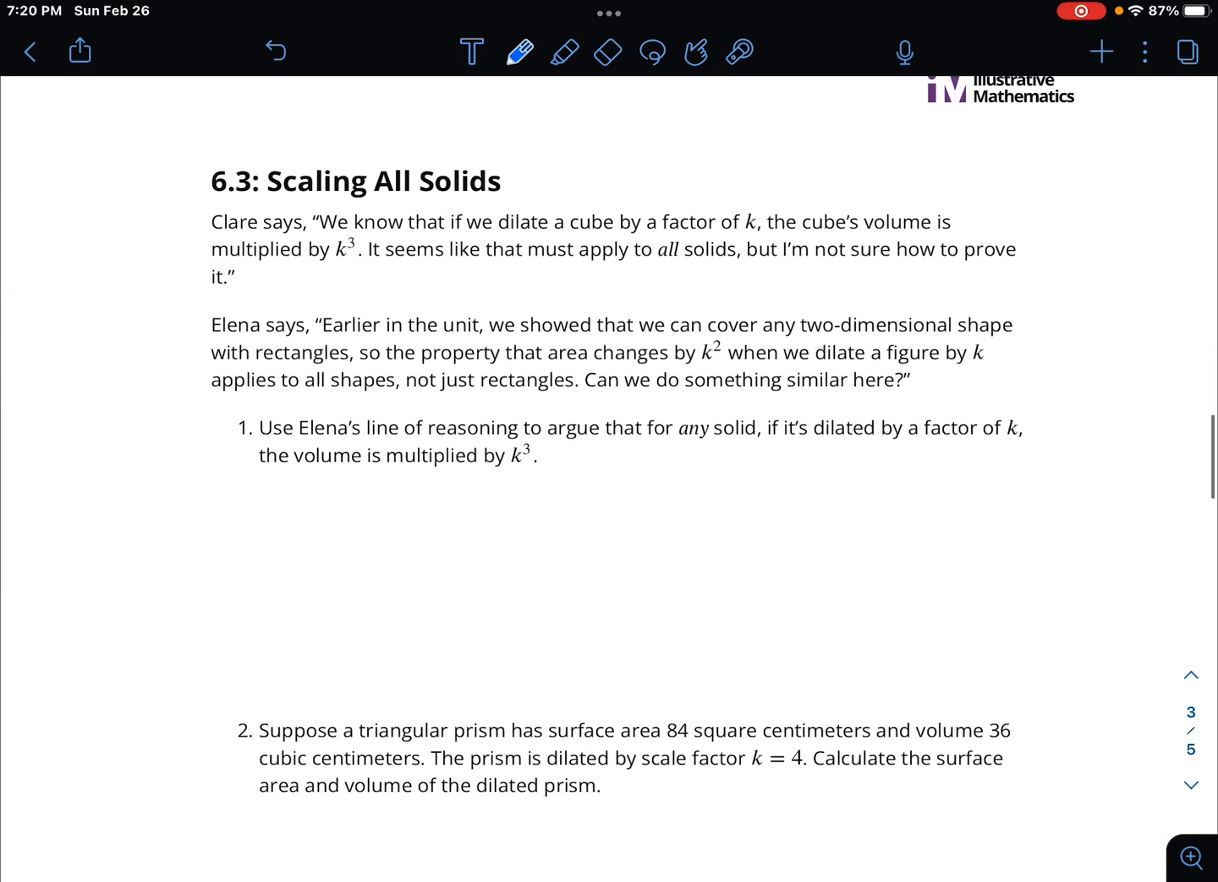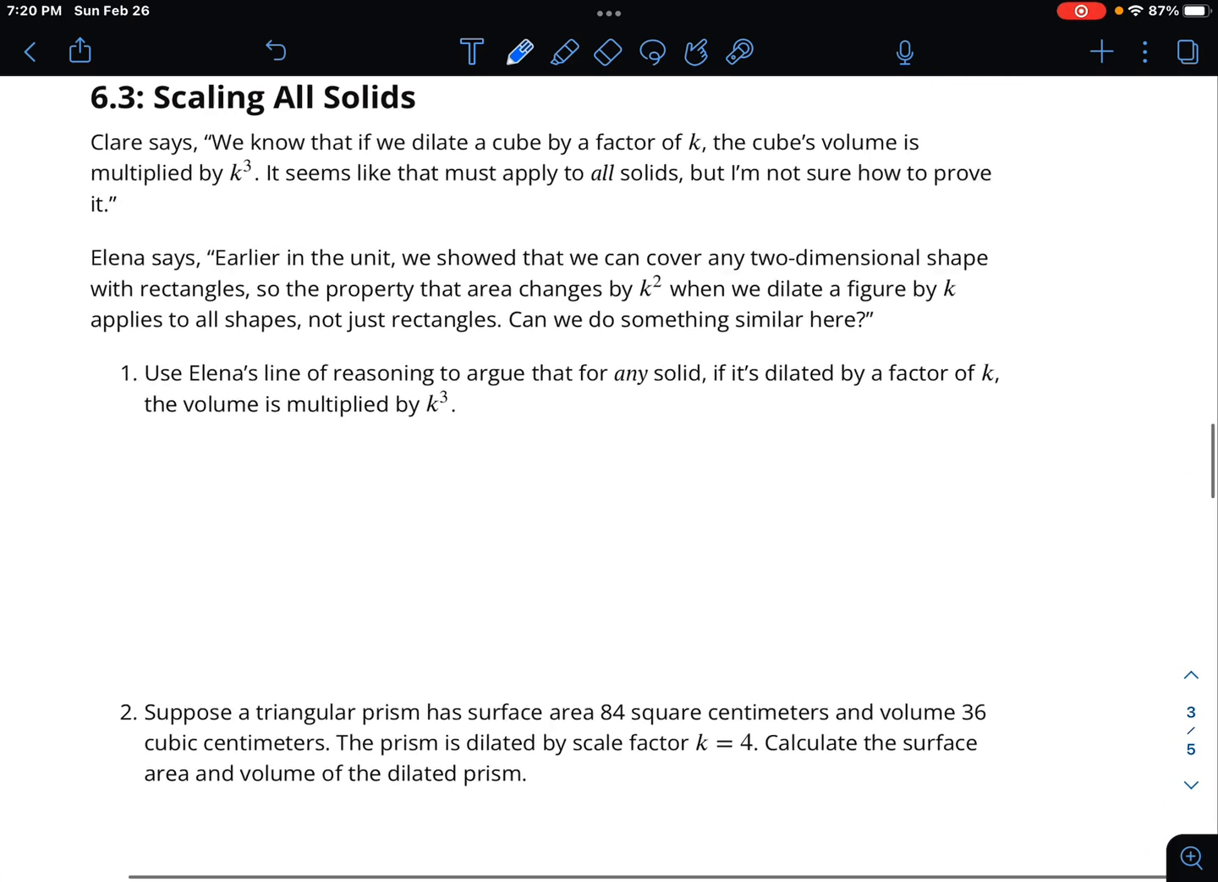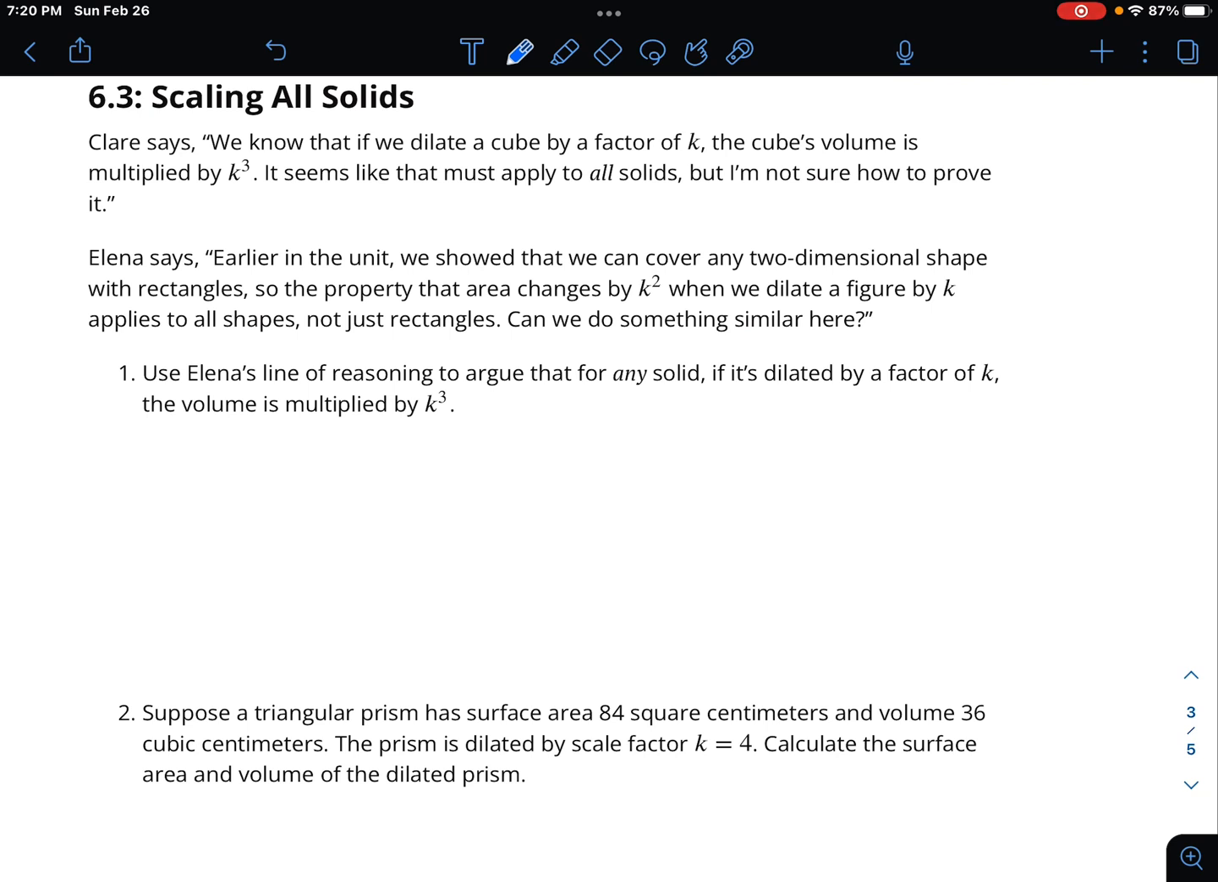All right, here's on to the last part. This part's a little bit wordy, so we're going to go through and read it. As you guys just saw, when you dilate a cube, the volume is multiplied by k cubed. It seems that must apply to all solids, but I'm not sure how to prove it. Elena says, earlier in the unit we showed that we can cover any two-dimensional shape with rectangles. So the property that area changes by k squared when we dilate a figure by k applies to all shapes, not just rectangles. Can we do something similar here? Use Elena's line of reasoning to argue that for any solid, if it's dilated by a factor of k, the volume's multiplied by k cubed.